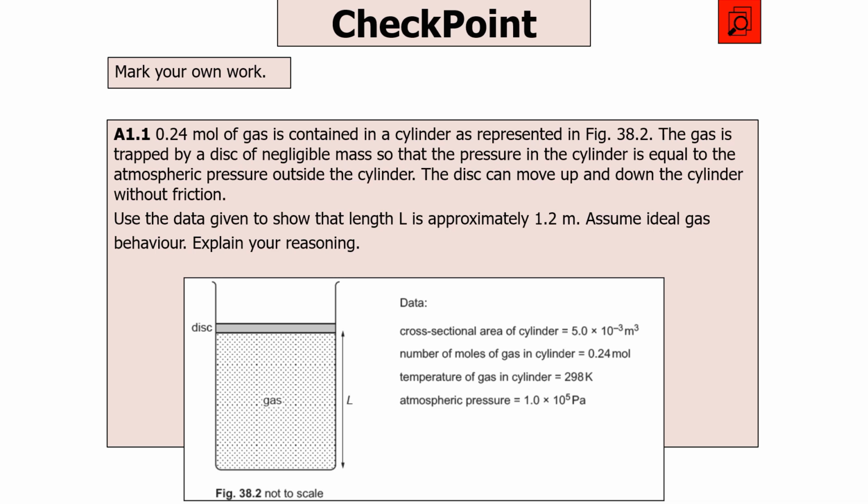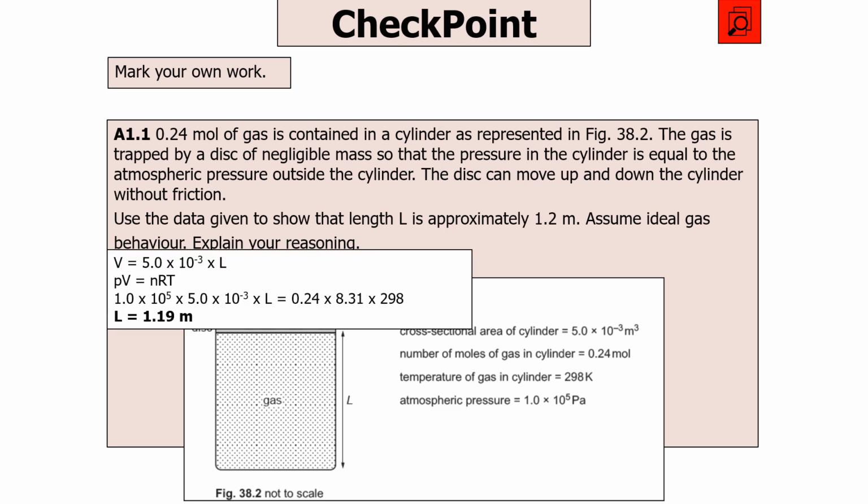Right, in this question, how do you work it through? Well, we can work out what the volume is because it's 5 times 10 to the minus 3, which is going to give you your area times the length. We know PV equals nRT, so we can substitute that volume into that equation of PV equals nRT. Pop it in, and then you've got your values for n, R, and T. Remember, temperature is in Kelvin, okay? And then we've got pressure given as well, so you can pop them all through to get L to be equal to 1.19 meters.